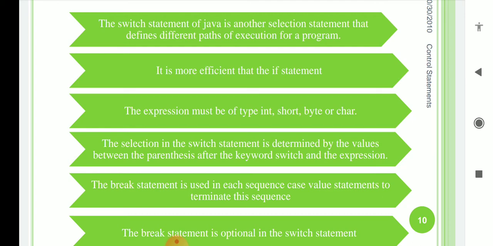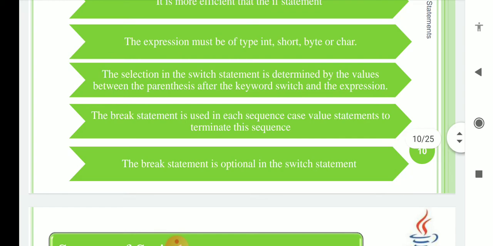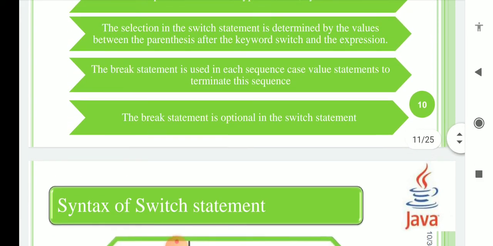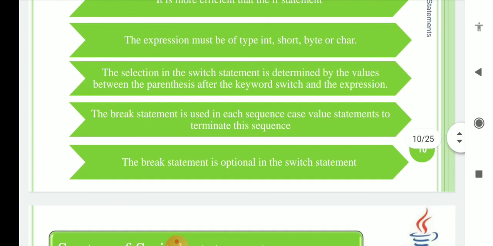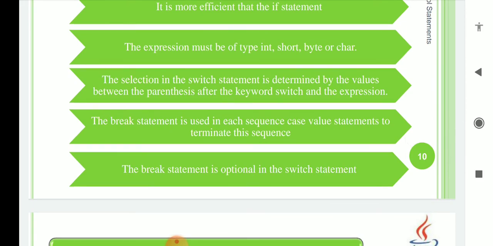In the switch statement we give the particular selected option, and only the selected options execute. The expression must be of type int, short, byte or char. We give the particular option in the case. The selection in the switch statement is determined by the value between the parentheses after the keyword switch, the expression. Next is the break statement.